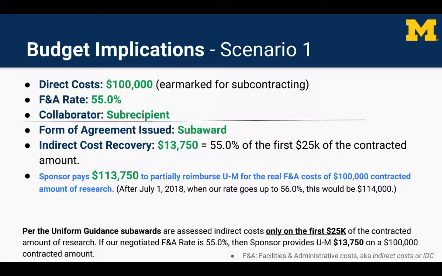Let's look at the budget implications as demonstrated by examining several scenarios subsequent to U of M receiving an award that includes $100,000 in direct costs earmarked for subcontracting. U of M's indirect costs rate used in our example is 55%. In scenario 1, the collaborator is classified as a subrecipient. A subaward is issued, therefore the indirect cost recovery is $13,750, which is equal to 55% of the first $25,000 of the contracted amount.